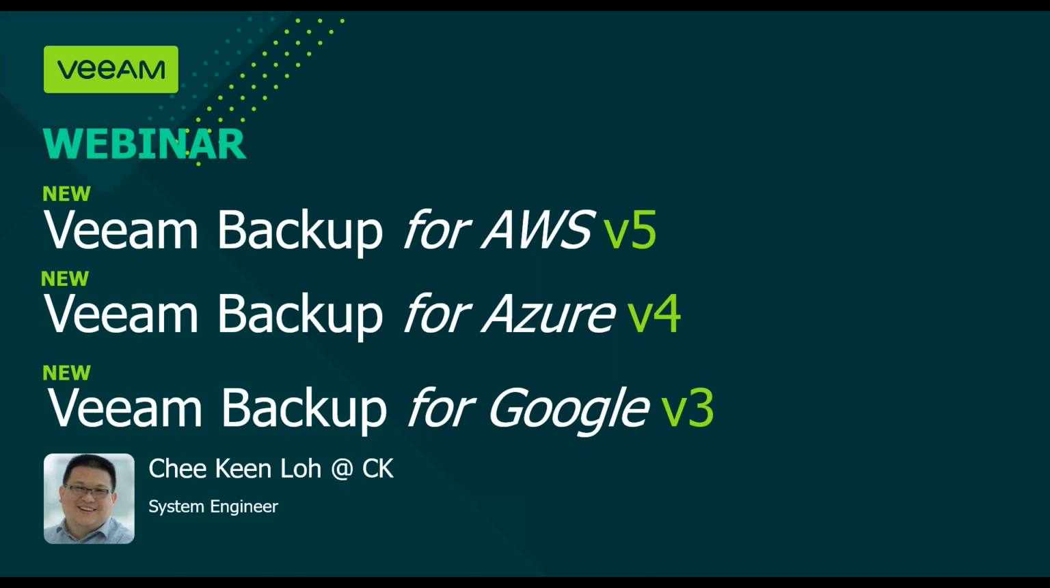Okay, the products which I'm going to present today are a total of three products. Veeam Backup for AWS version 5, Veeam Backup for Azure version 4, and finally Veeam Backup for Google version 3. Throughout this webinar, I'm going to show you what are the new things that come with the latest versions.